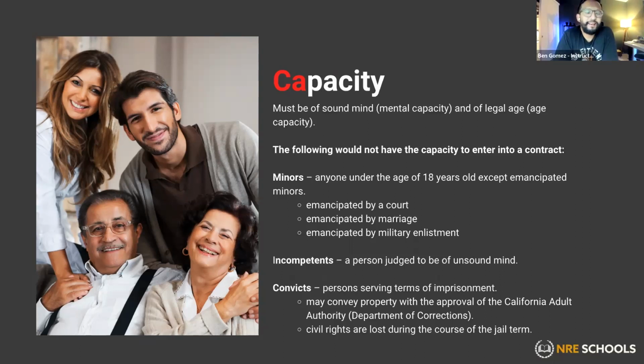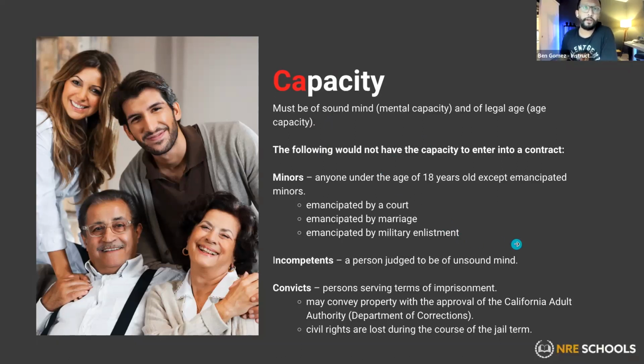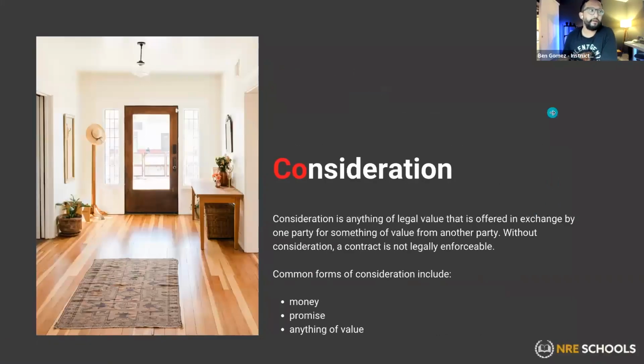Dementia is one that escrow and real estate agents, everybody, should be extra cautious on. The last thing you want is a family member to come back and say, hey, they didn't know that they were selling their property. So an incompetent person, judged of unsound mind, the capacity is not there, will make your contract not valid. And convicts, persons serving terms of imprisonment, may convey property with the approval of the Department of Corrections, and their civil rights are lost during the jail term. So remember, it has to have capacity, it has to be legal. If any one of these is missing, the contract is not going to be valid.